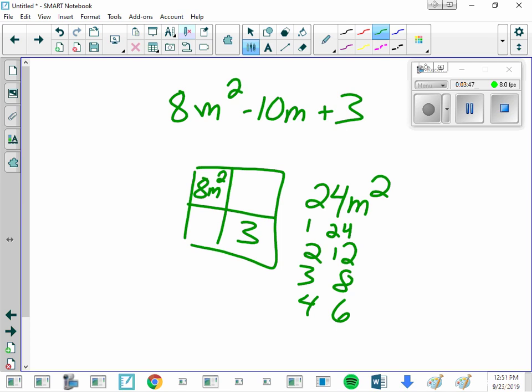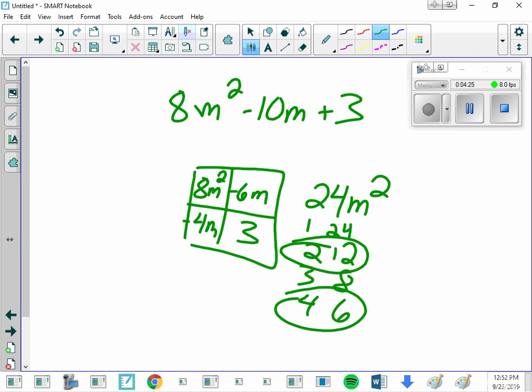Can you create a negative 10 using these numbers? Well, I could use 2 and 12 or 4 and 6, but only one of them is correct. It's got to be 4 and 6. Why not 2 and 12? They need to multiply to be positive 24 and add to be negative 10. And there's no way to use a 2 and a 12 to create both a positive 24 and a negative 10. So it will be 6m and 4m, and they're both negative.